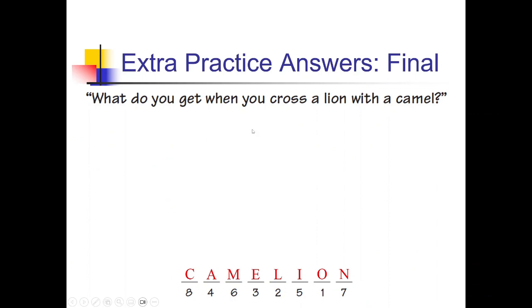So now to solve this puzzle, what do you get when you cross a lion with a camel? You get a camel lion, or chameleon. I guess it's supposed to be like a play on the words with chameleon, something that changes from one thing to another. There you have it.